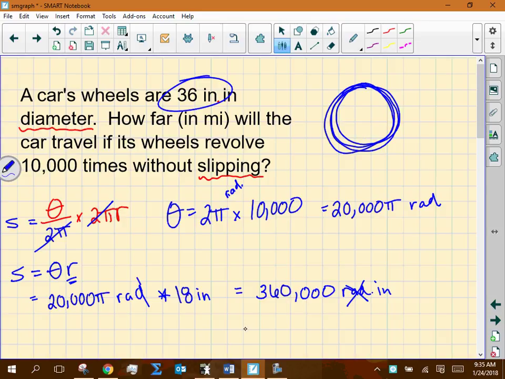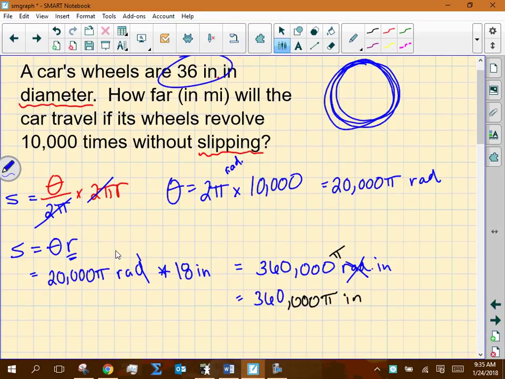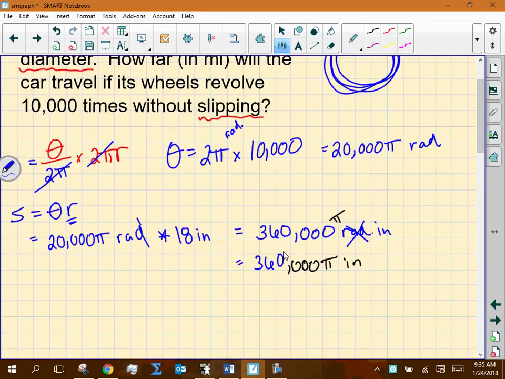Okay, so we have 36, and I forgot my pi here, so I apologize for that. But it's 360,000 pi inches. Is that all right? Now you type that into WebAssign, you write that on a test, quiz, you are wrong. Why? It says in miles. So that is the distance. That is equivalent to the distance that we would travel, but it's not in the right unit.